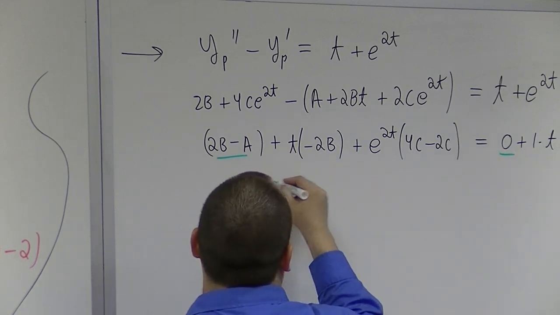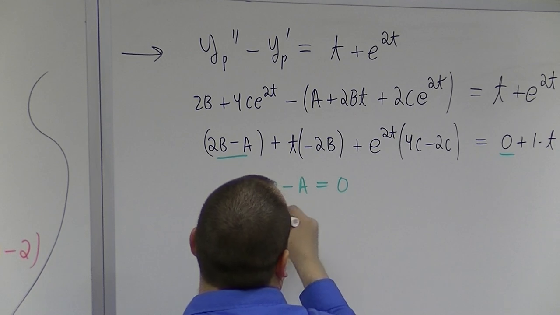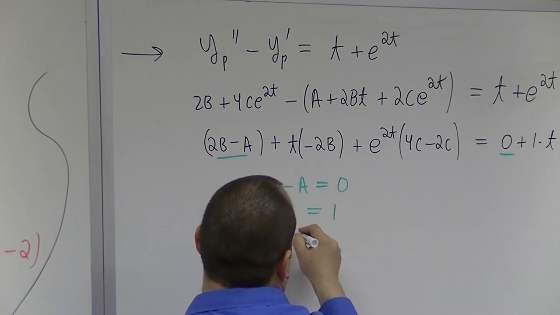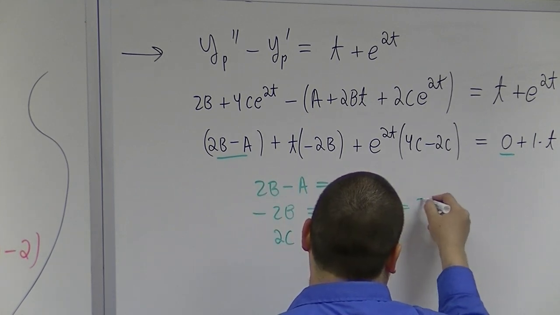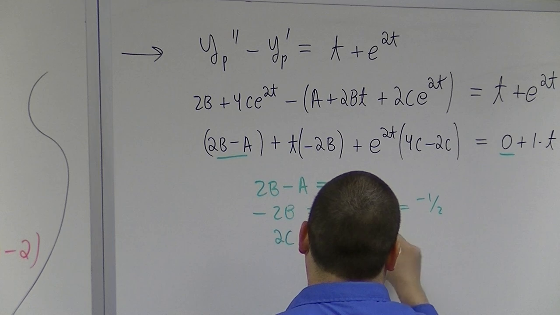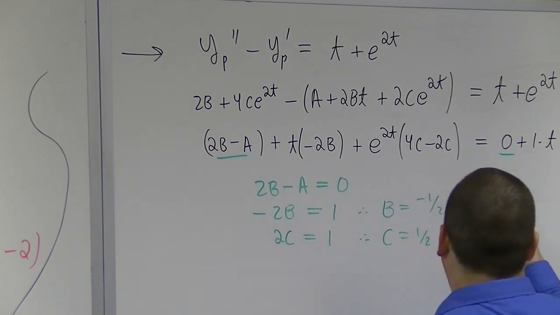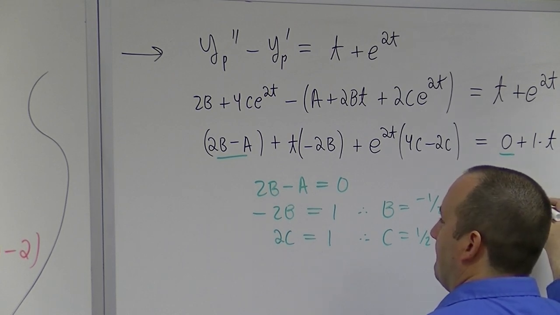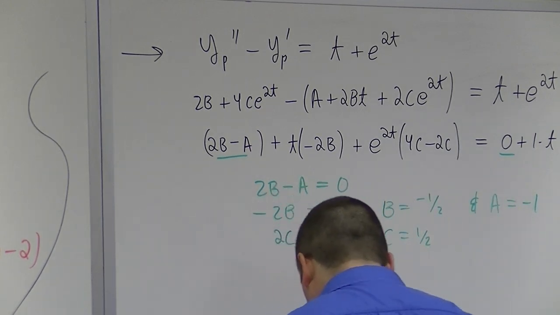So equating coefficients gives me 2B minus A equals 0. It gives me minus 2B equals 1. It gives me 2C equals 1. So therefore, B is minus 1 half, C is equal to 1 half. What's A? Minus 1, okay. So put that all together, what's our solution?